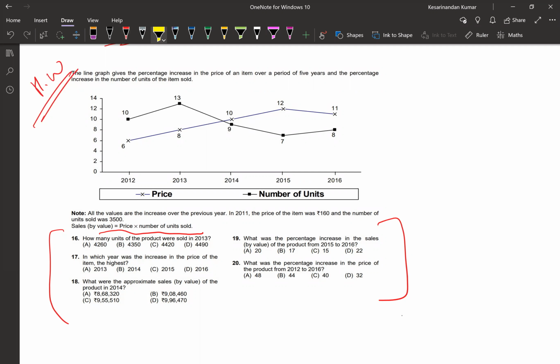The 16th answer is Bombay. The 17th one is Delhi. The 18th is Chennai. The 19th is Ahmedabad and the 20th is Ahmedabad. I repeat, 16 is Bombay, 17 is Delhi, 18th is C, that is Chennai, 19th is Ahmedabad and 20th is Ahmedabad.